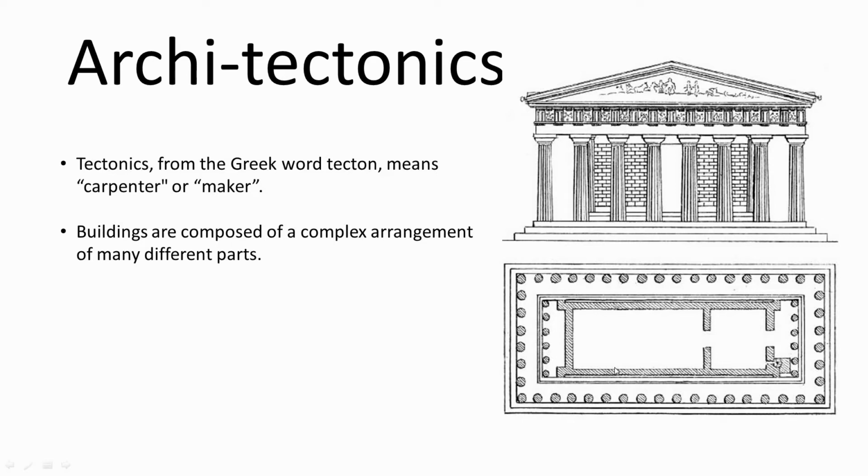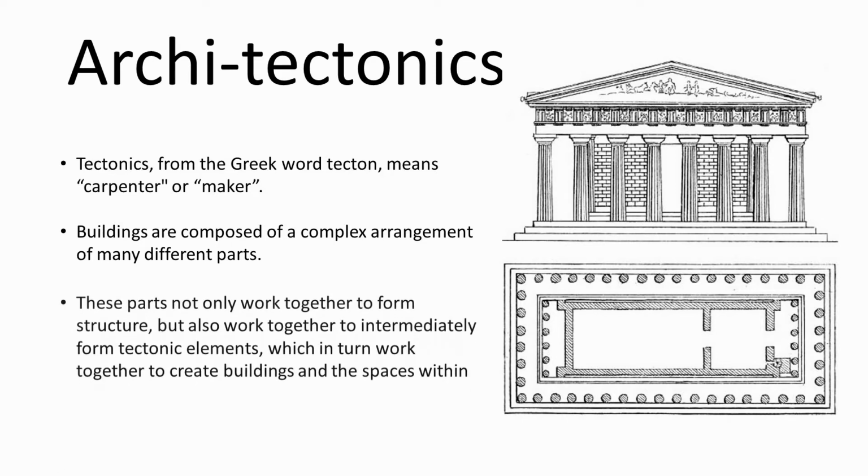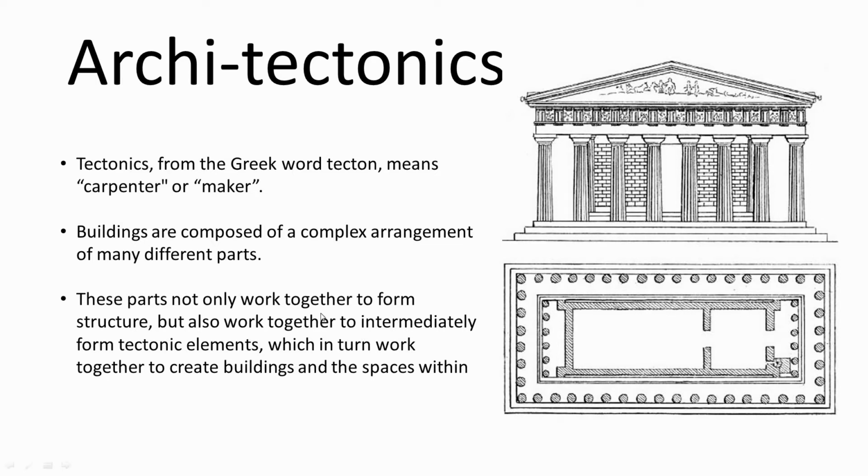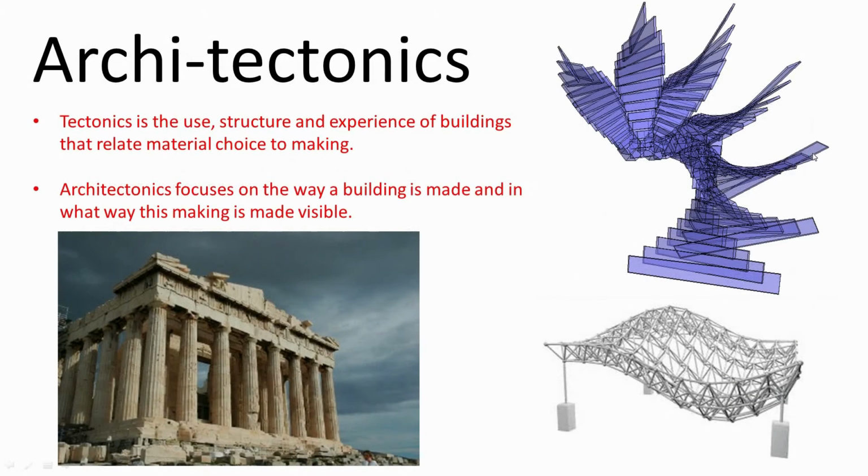So all of those elements come together to create the structure and the building. They work together to form intermediately those tectonic elements, and they in turn work together to create the building, as I say, and the spaces within. You can see the example as it still looks today. It's a bit of a ruin now, but you can see quite clearly that this building is defined very clearly by those elements: the roof mass on top, then the columns supporting everything, and then the stone base.